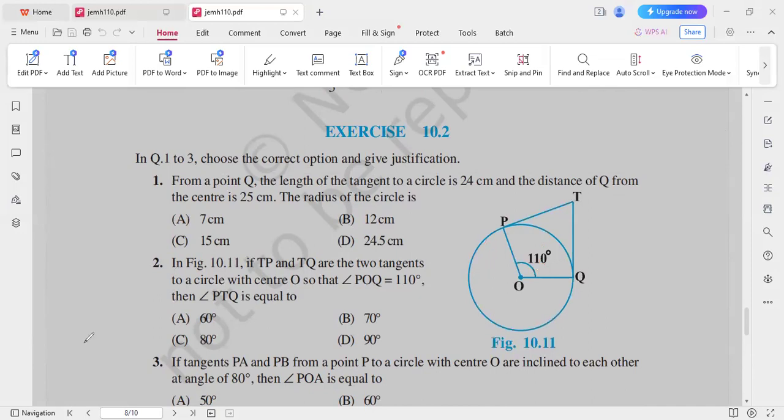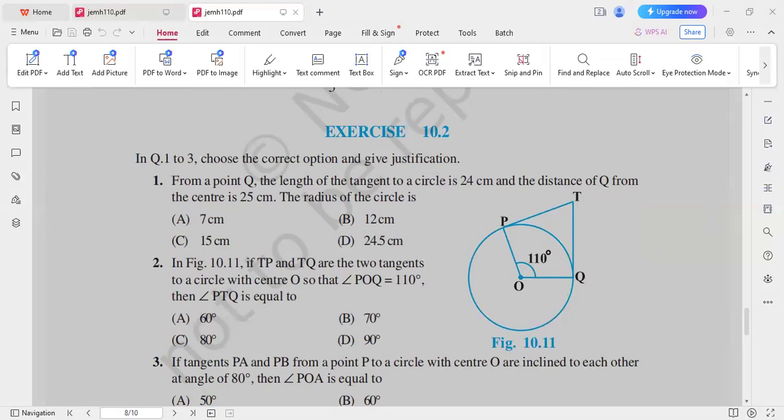From a point Q, the length of the tangent of a circle is 24 centimeter and the distance of Q from the center. I have to take a picture of this question. Yes, you read it. And then we'll be doing this question on the OneNote, I'm sorry. Yeah, you read the question. From a point Q, the length of the tangent to a circle is 24 centimeter and the distance of Q from the center is 25 centimeter. What is the radius of the circle? It's a very simple question.